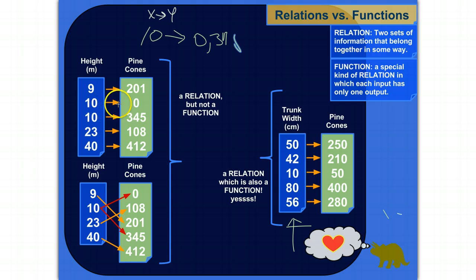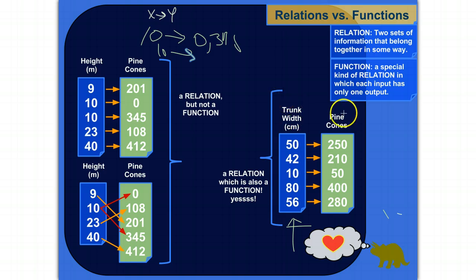So what makes a function is that each input value has exactly one output value. So that if I say, hey, give me a tree with height 10, how many pine cones does it have? I give you exactly one answer. You know exactly how many pine cones it has. So let's look at another example of a relation that does qualify as a function.